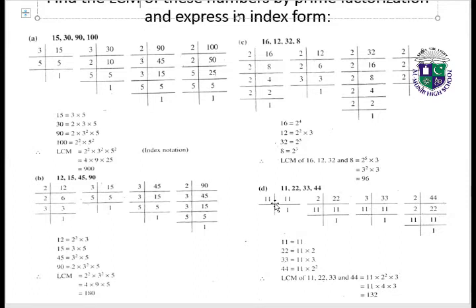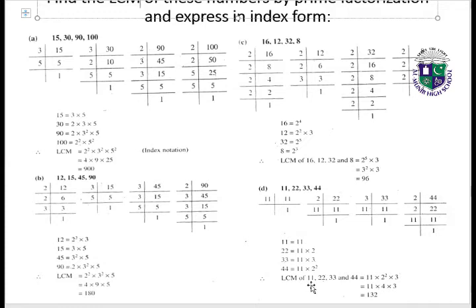Part D: 11, 22, 44, 33 and 44. 11 ones are 11, 2 11s are 22, 3 11s are 33, 2 2s are 4, 2 11s are 22. Factor of 11 equals 11, factor of 22 is 11 multiplied by 2, factor of 33 is 11 multiplied by 3, factor of 44 is 11 multiplied by 2 square.